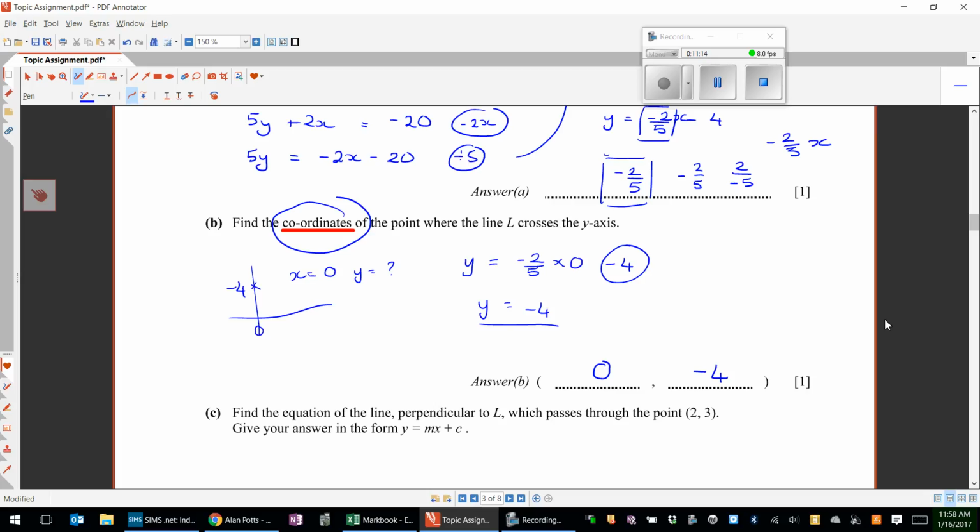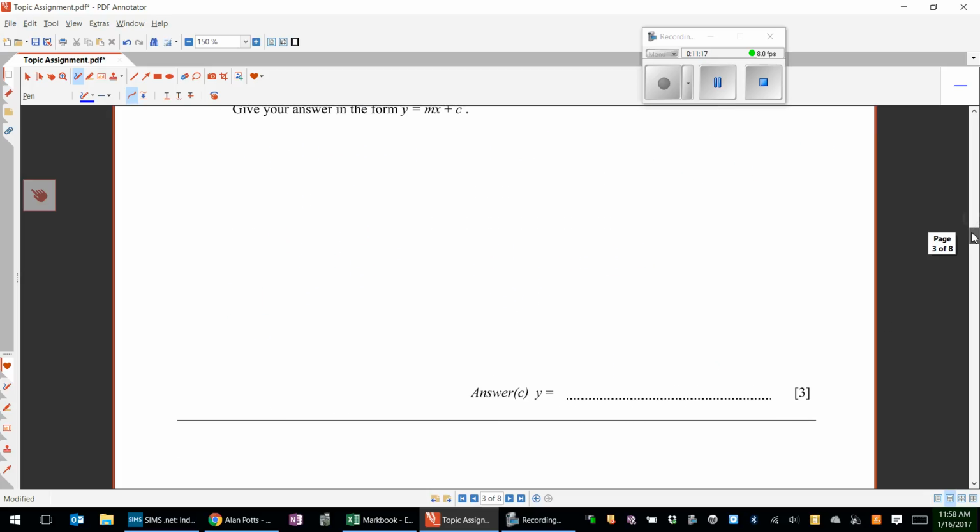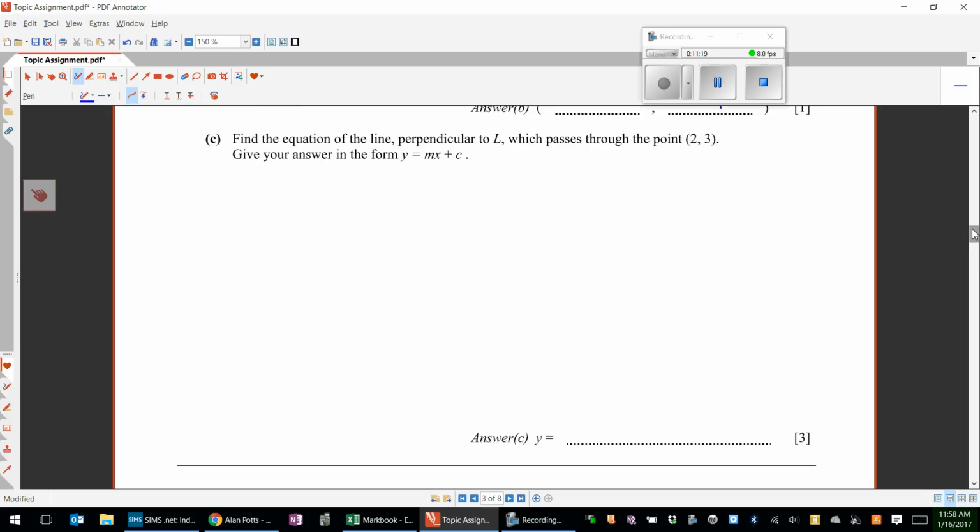Right? Right. So this is the one where people were... So, it's a perpendicular line.